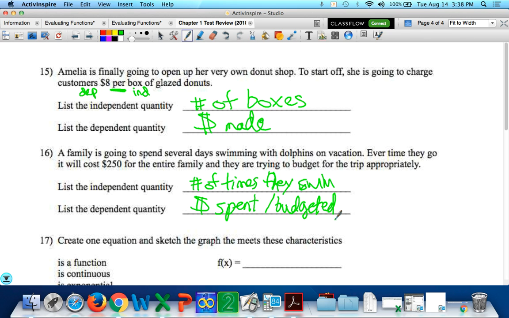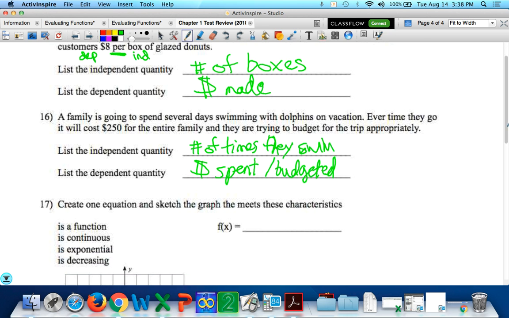This one is not as simple as a per, but you can interject a per in here, okay? Every time they go, it will cost $250. That's saying it's costing $250 per trip. So how would you say that with the word per in it? You'd say it's $250 per trip. That means the number of trips or the number of swims is independent because it came after the word per, and the amount of money is the dependent because it came before the word per.